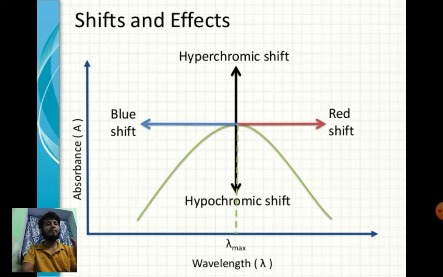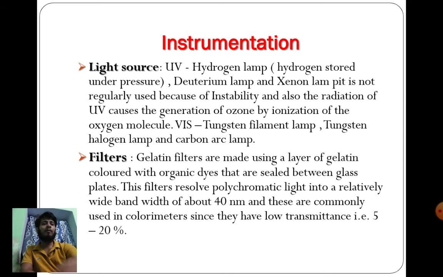So red shift is when increasing the lambda max, blue shift when decreasing the lambda max, hyperchromic when absorption is increased, and hypochromic is when absorbance is decreased. Hyperchromic is due to the auxochromic effects, red shift is due to the auxochromic, blue shift and hypochromic shift is of following. Now instrumentation. So we need a light source here.